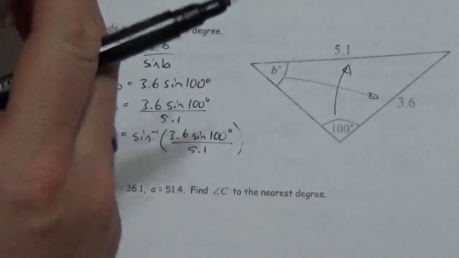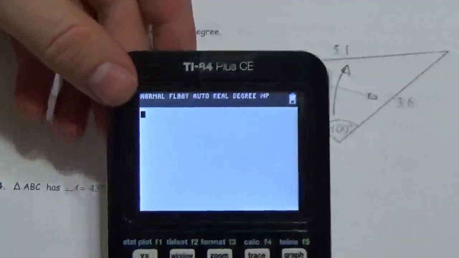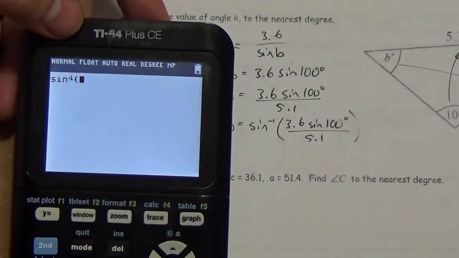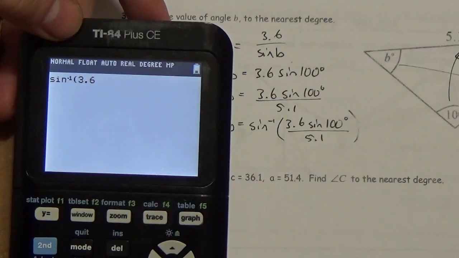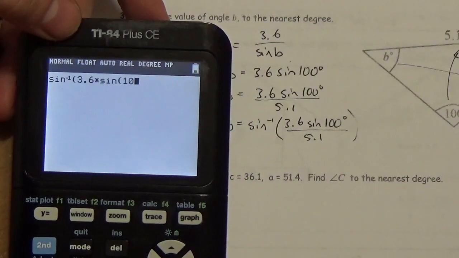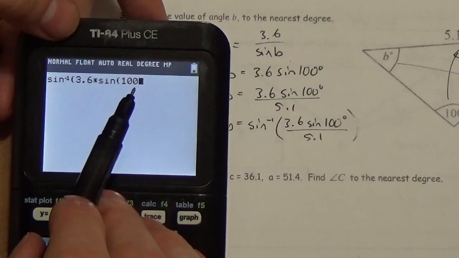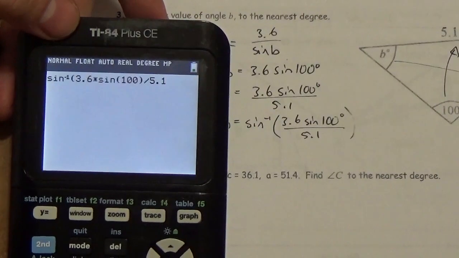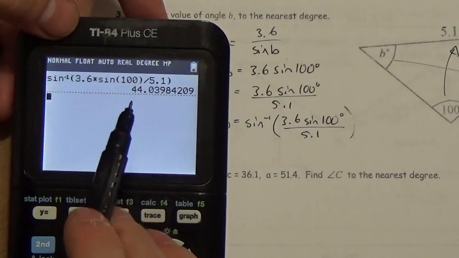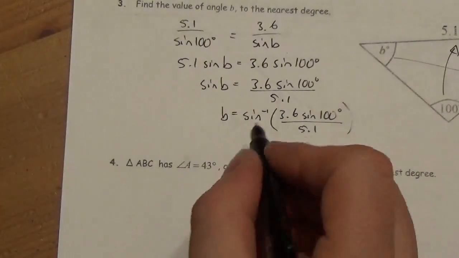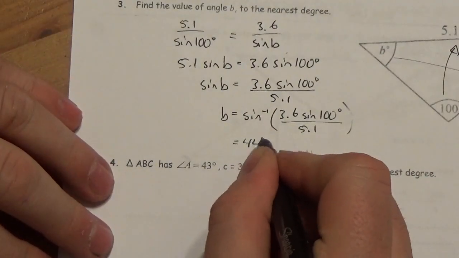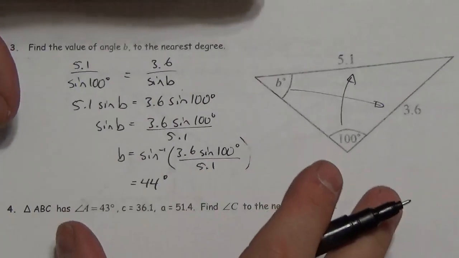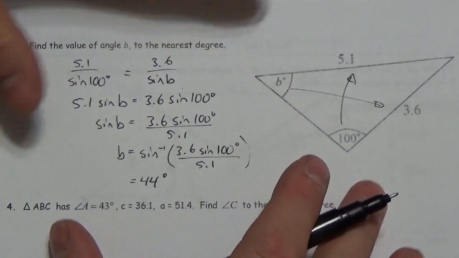Okay, so now I'm going to enter that into my calculator. Make sure I see it here. So this will be the second sine of 3.6 multiplied by the sine of 100. I want to make sure that I close the parentheses here, and then do divided by 5.1, close the parentheses there, and press enter. And I'm going to get 44 degrees. B is equal to 44 degrees. Now, that's the angle that we're looking for here in this question.